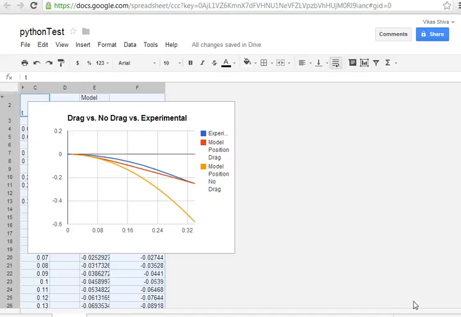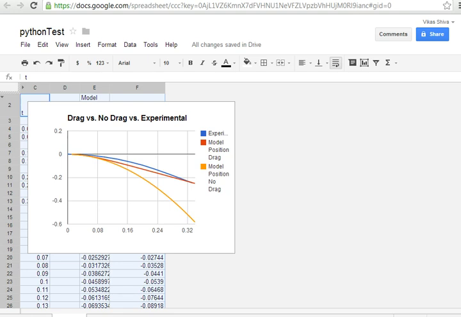So we can see that the experiment and the model with the drag force have the same starting and similar endpoints. See? Starting and endpoint. They also both reach a terminal velocity where there is no change in velocity because drag force equals force of gravity.